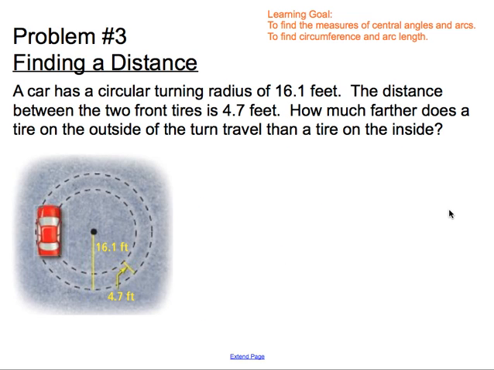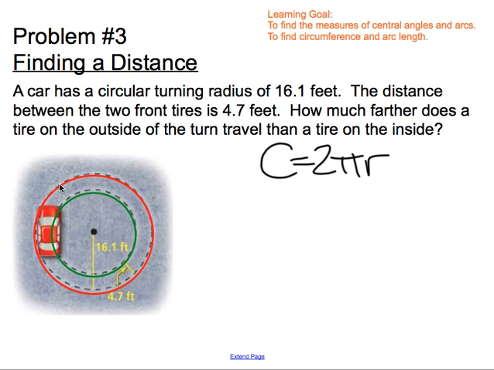So question number 3 says that a car has a circular turning radius of 16.1 feet. The distance between the two front tires is 4.7 feet. And we're trying to determine how much farther does a tire on the outside of the turn travel than a tire on the inside. So this is a circumference-based question. We know that circumference equals 2 times pi times the radius. Okay, so let's go ahead and calculate one circumference in red and the other in green.